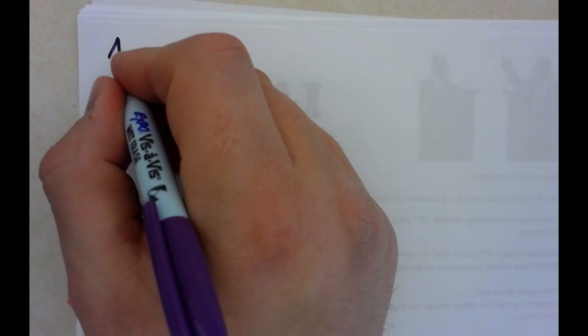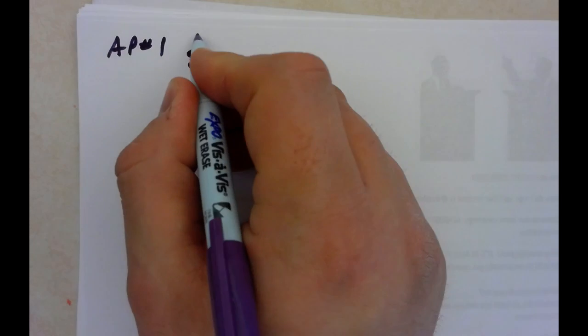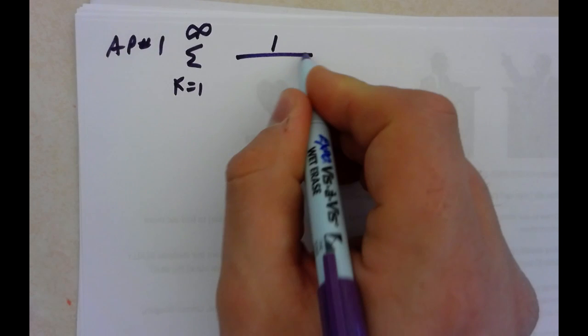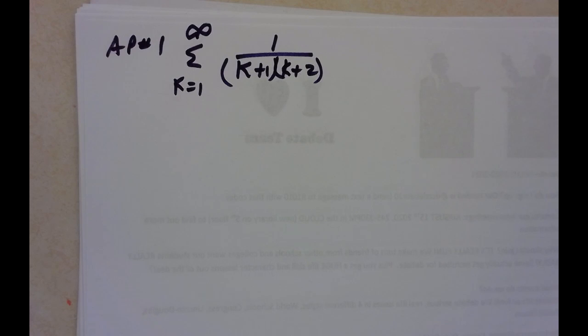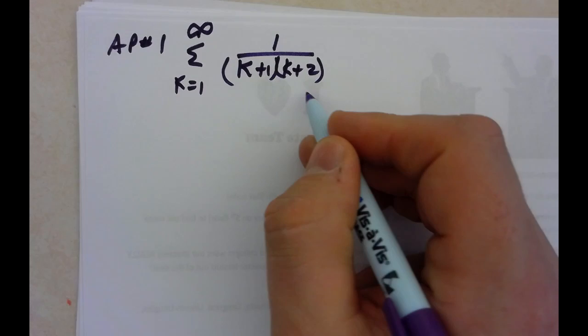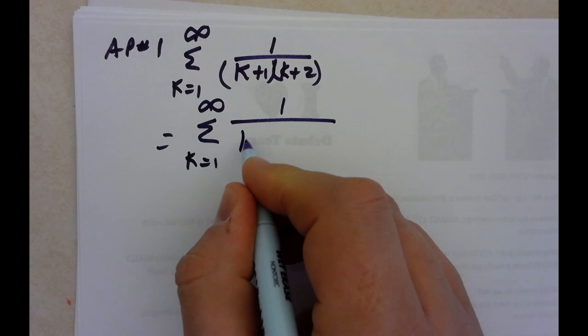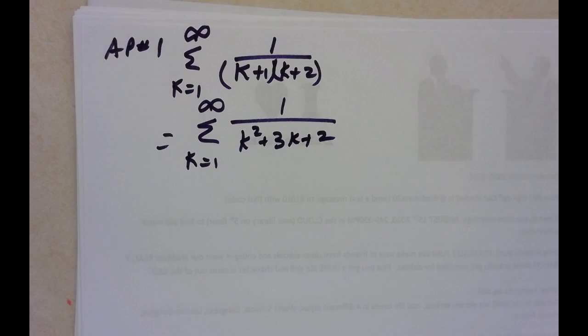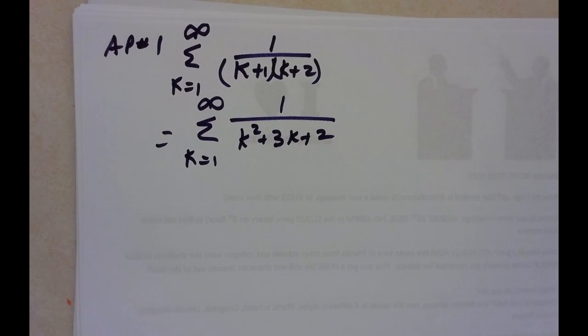Another question: the sum from k equals 1 to infinity of 1 over k plus 1 times k plus 2. Now, intuition, does it converge or diverge? Foil this out, use the sum to infinity of 1 over k squared plus 3k plus 2. Actually, no, it's already broken up. I don't think you need to do that, though. Ideas on what we can do?